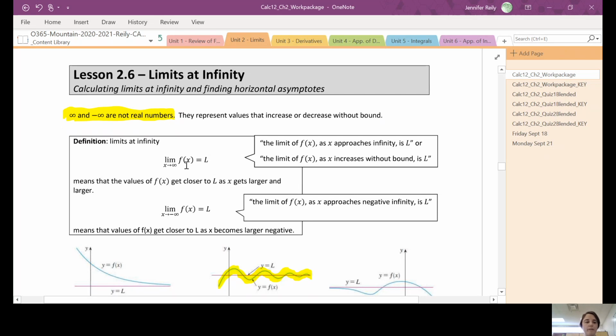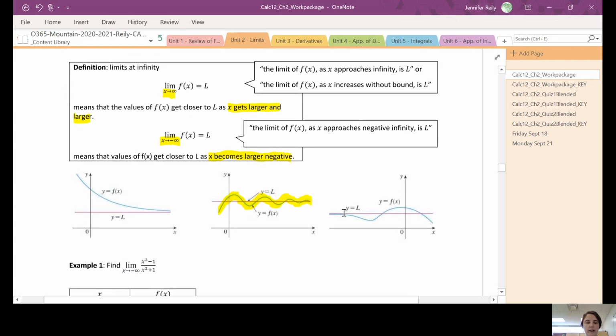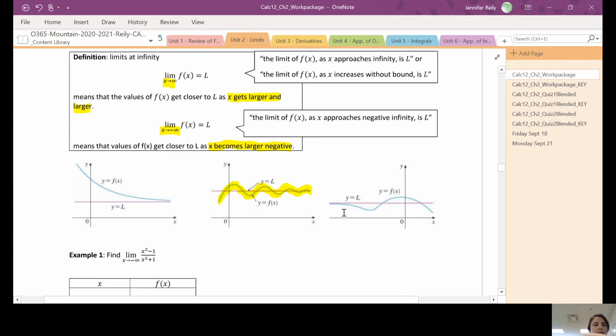approaches infinity. So the definition here, if we take the limit as x goes to infinity, we're talking about what's happening to the function as x gets larger and larger and larger. And similarly with x approaching negative infinity, we're looking at values of x that become larger and larger and larger, but negative. Okay, so we're going to look at some examples.